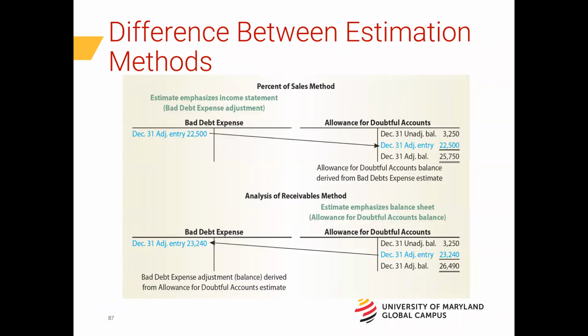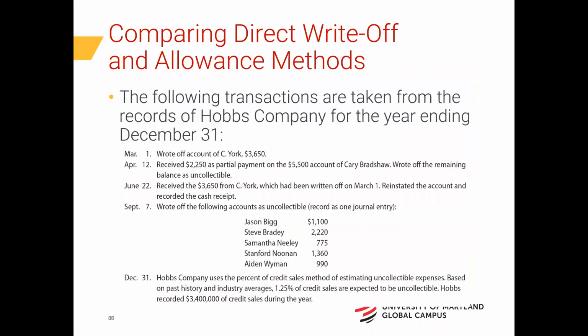And we can see differences between the different methods and the effect on those, but you can see how they're similar. Obviously, you still debit bad debt expense and you still credit allowance for doubtful accounts regardless of the method that you used. But of course, those amounts are going to be different based off of the method that you use.